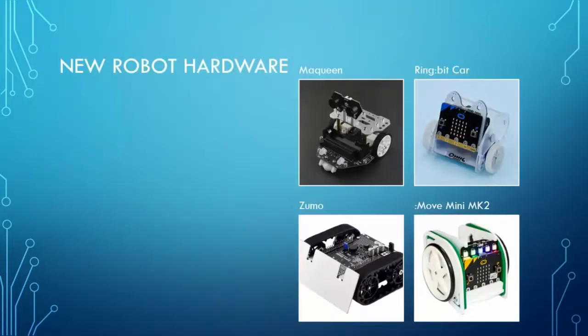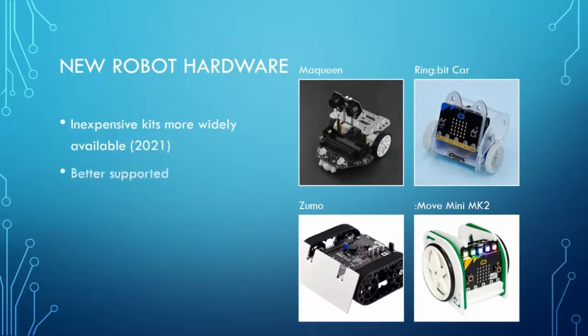And one of the best things that has come across in the last few years is new robot hardware. So now kits are more widely available and they're inexpensive. You can see here four examples of robot kits that we have been playing with. And one of the best things about them is they're better supported. So you can find a lot of really great online support for these things, and they're also modular, which means that you can use the same pieces for multiple robots.